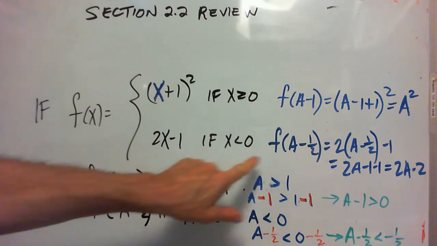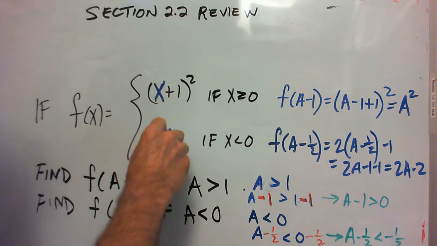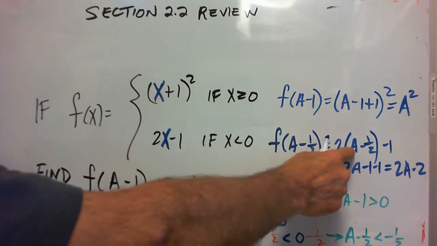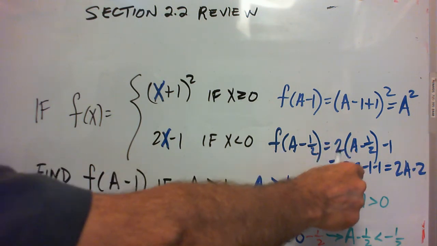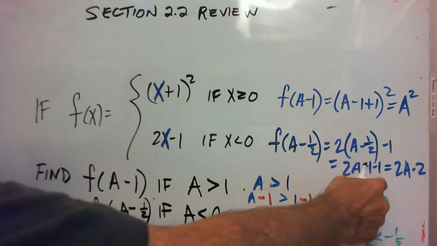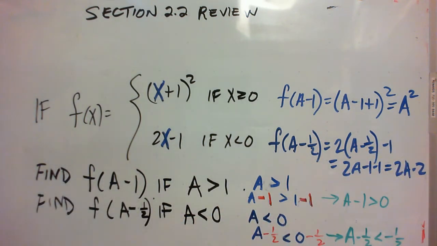And in the second formula, we're replacing x in the formula with a minus a half. We double the a minus a half, which when we distribute gives us 2a minus 1. And then we're subtracting 1 from that. 2a minus 1 minus another 1 is 2a minus 2.